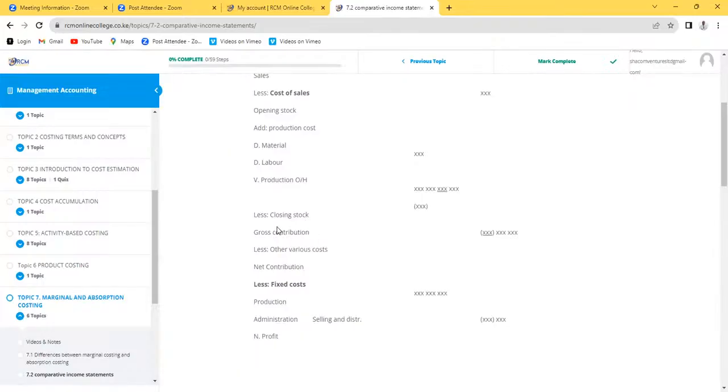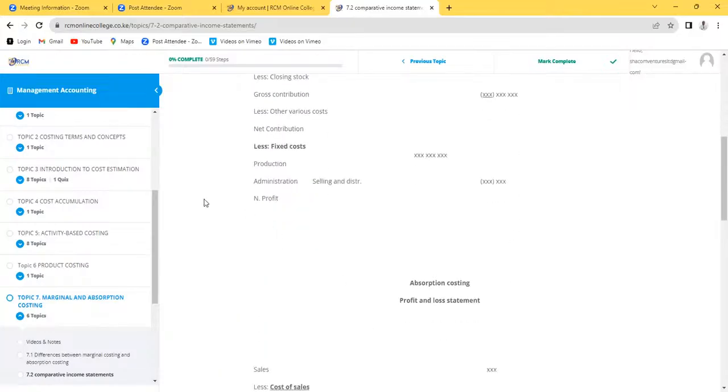Then you are going to get what we call gross contribution, less other variable costs. When you less other variable cost, or non-production variable cost, you'll arrive at what you call net contribution. Once you get your net contribution, you less fixed production costs, then fixed non-production cost, for you to be able to arrive at your net profit.